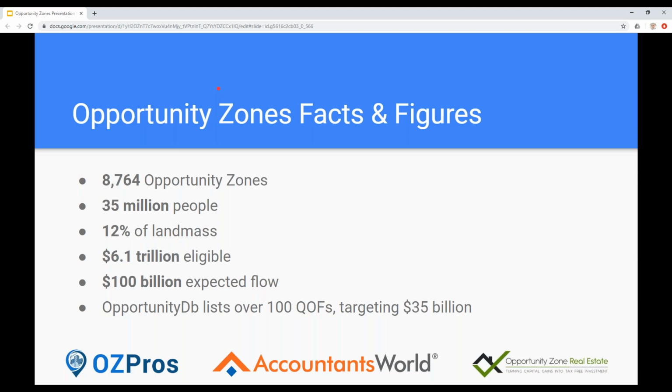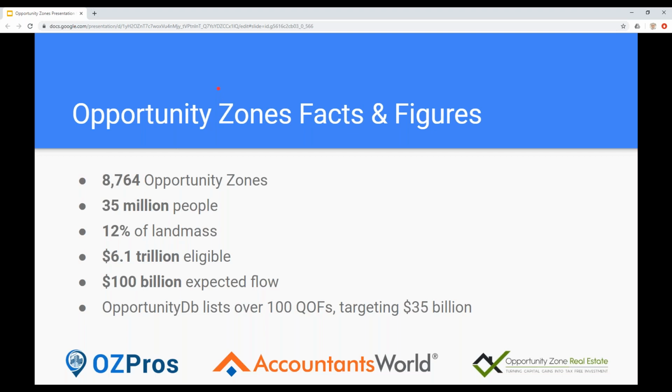So opportunity zones, there's 8,764 of them. They're spread out throughout the nation. I'll get to a map on the next slide, but it covers about 12% of the landmass of the United States, and 35 million people live in these low-income census tracts that are designated as opportunity zones. There's roughly $6.1 trillion of unrealized, unrecognized capital gains sitting on the books of individuals and corporations that are eligible to be invested in this program.